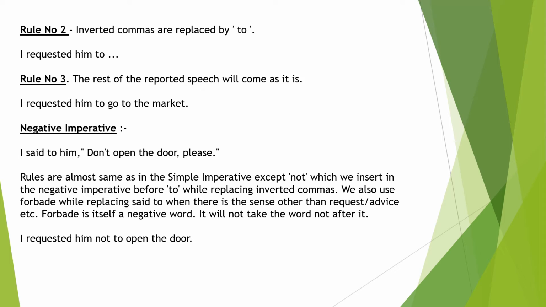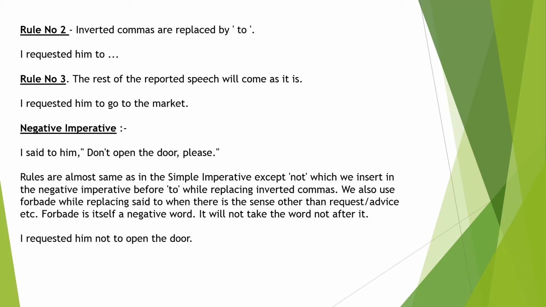Rule number 2: inverted commas are replaced by to. As in the general sentences, we omit inverted commas and they are replaced by that. Now in imperative sentences, the inverted commas are replaced by to. For example, I requested him to. Rule number 3: the rest of the reported speech will come as it is.